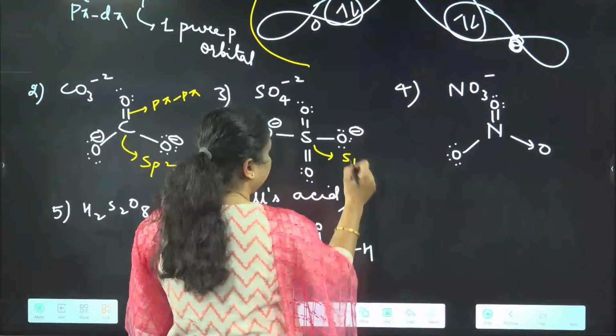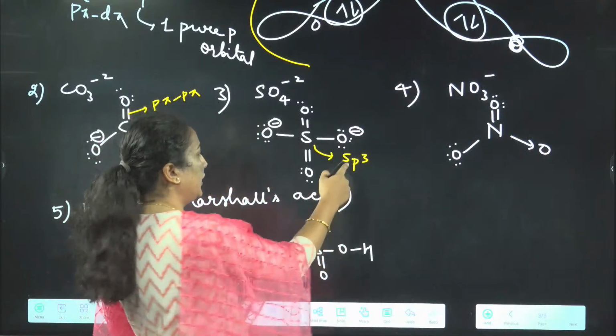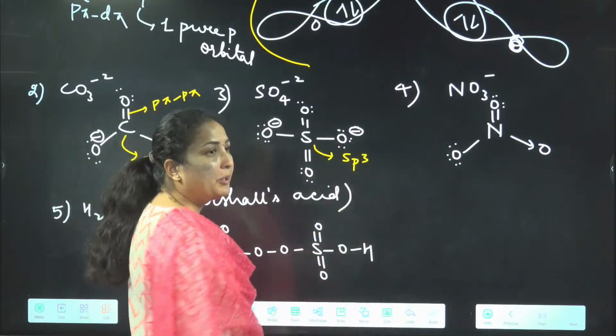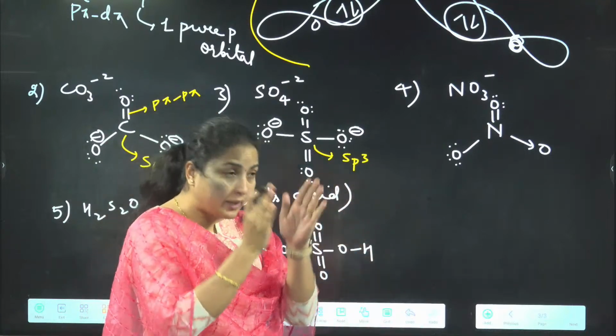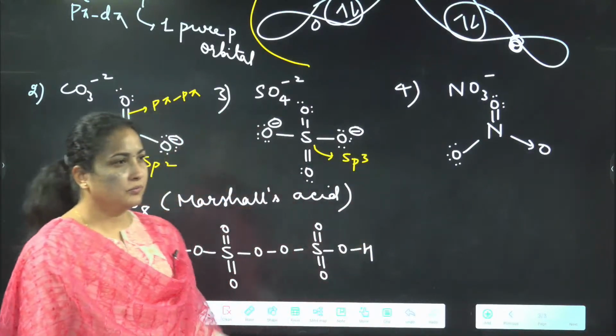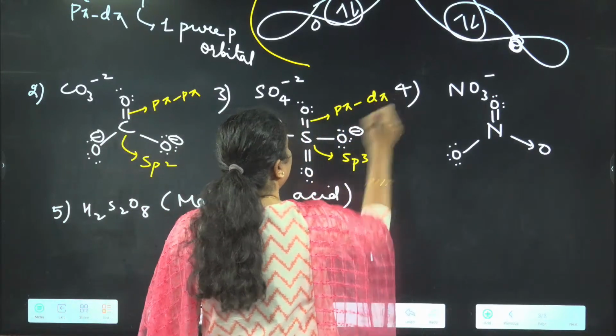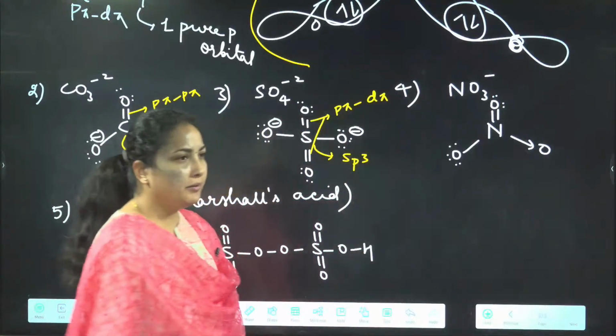For the sulfur, sp3. So what do you have? For the sulfur, all the p orbitals are gone. They have already participated in this particular hybridization. So what is left? Only d. And oxygen is providing p only, so p pi d pi. In fact, both of them are p pi d pi.